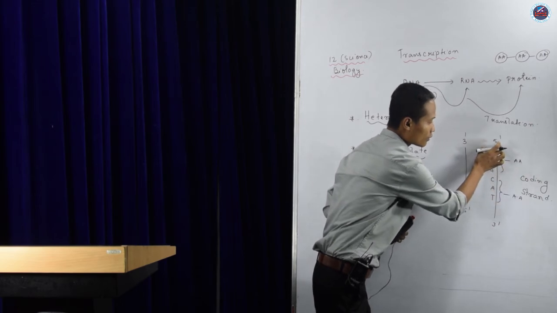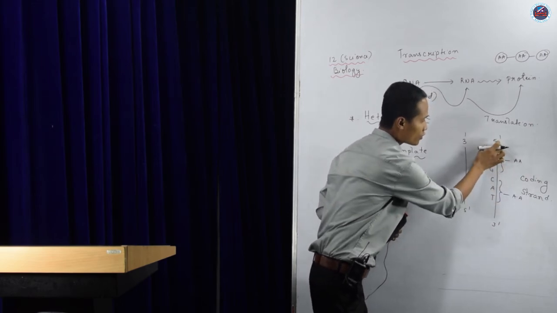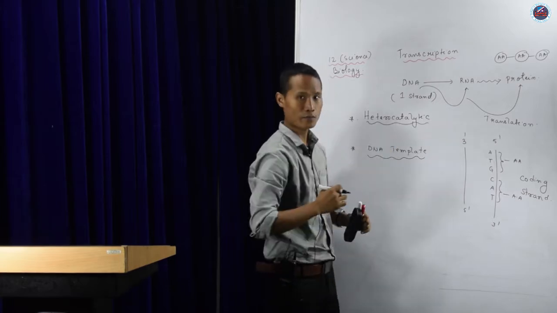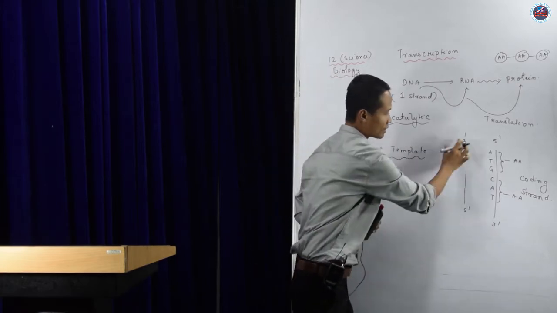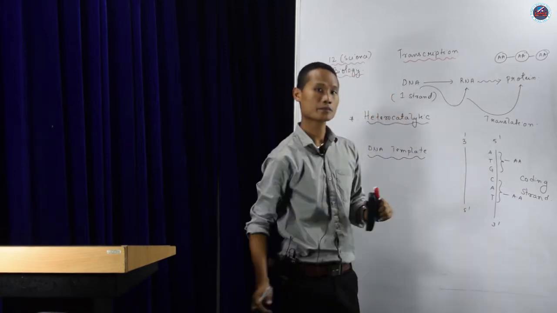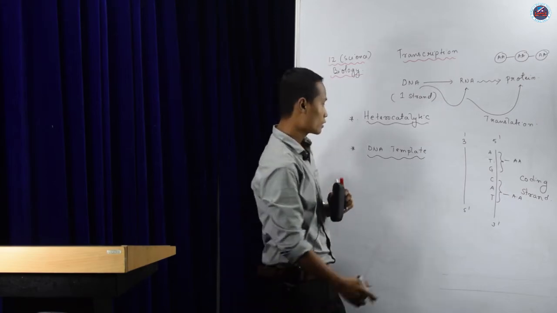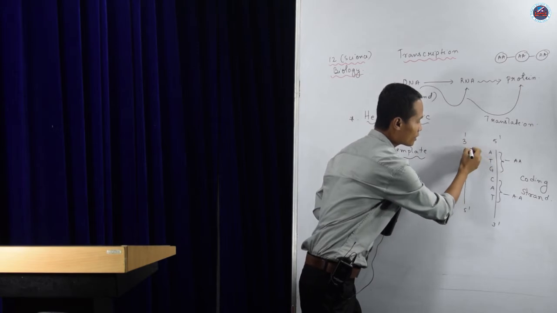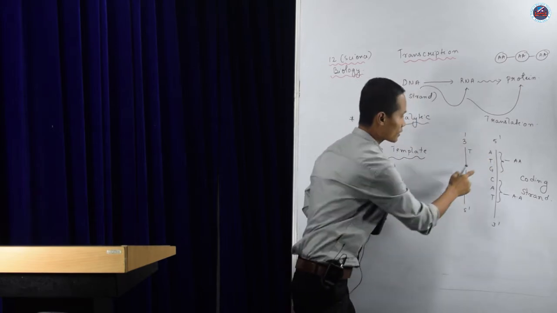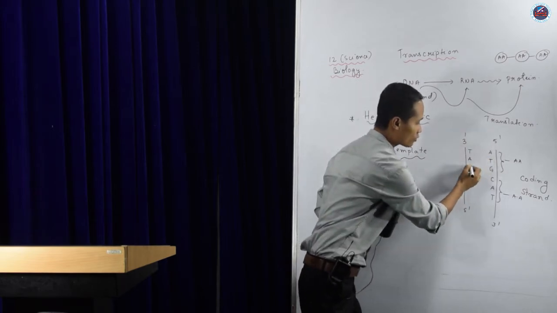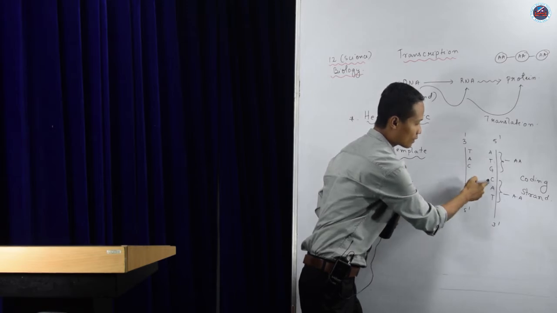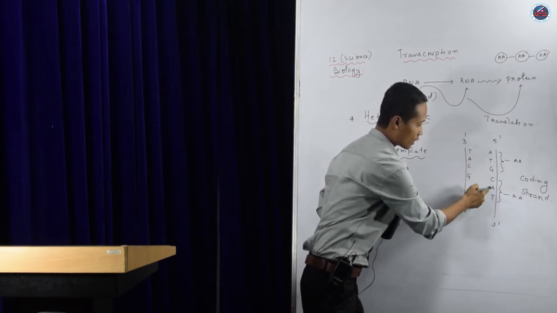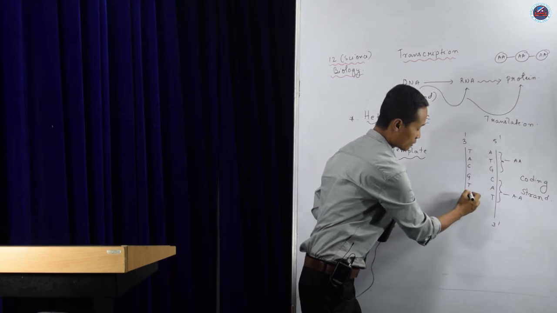Now, this is not used as a DNA template. We use the DNA template as 3' to 5'. Why? If you see the opposite strand, the anti-parallel strand, then A will have T, and T will have A, C will have G, G will have C, then A will have T, T will have A.